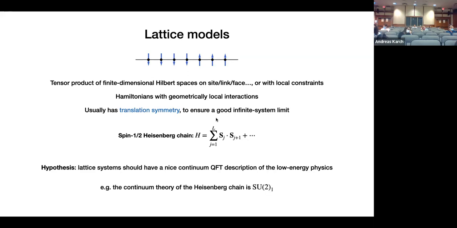Now there's this hypothesis that we love and use all the time: that lattice systems, most lattice systems if not all, should have a nice continuum field theory description, at least if we only focus on the low energy physics. For example, for the spin 1/2 Heisenberg chain, the continuum theory is the SU(2) level 1 Wess-Zumino-Witten conformal field theory. So all the low energy physics should be captured by this conformal field theory.